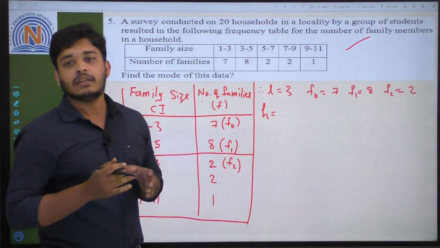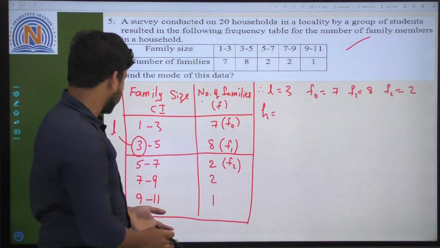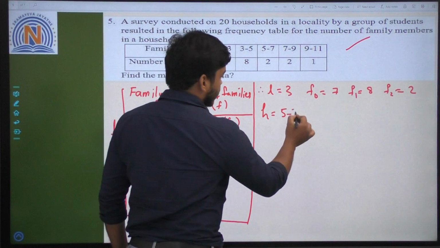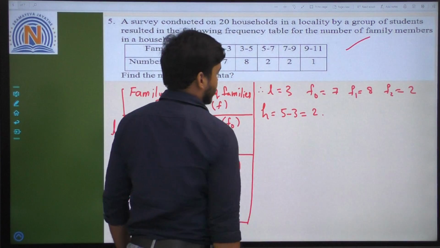And H means the size, the length of the modal class. Here the class is 3 to 5, right? So 5 minus 3 is equal to 2, which is the H value.